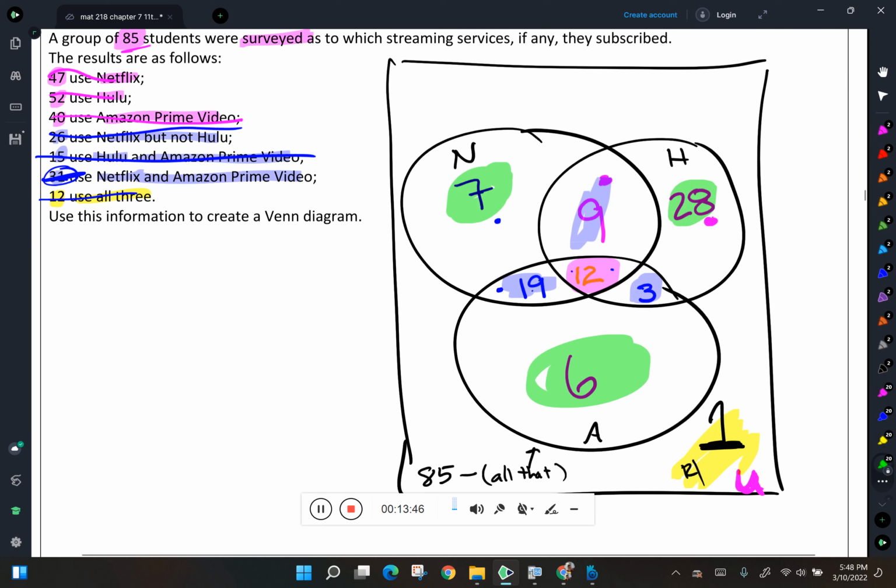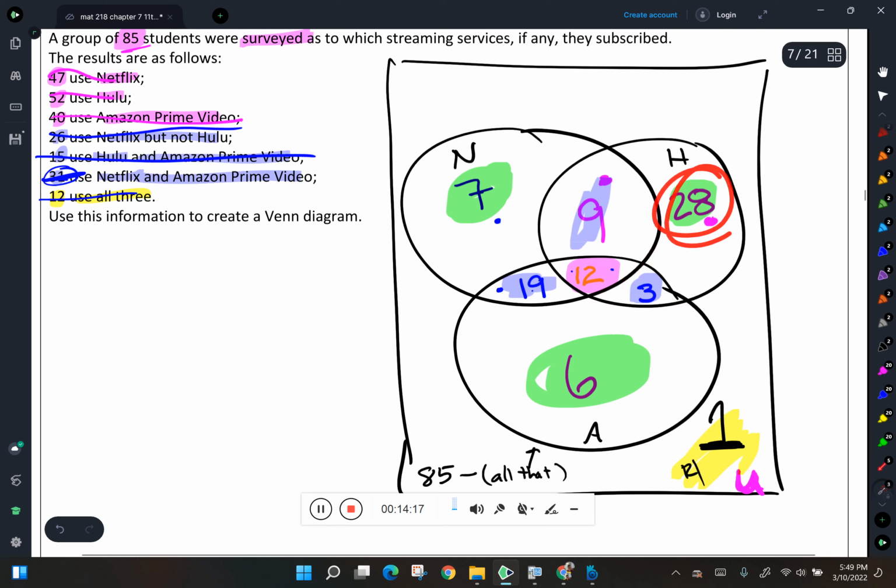The blue regions, all 3 of those blue regions, are where 2 things are true. That 9 up top is where Netflix is true. Let me grab my laser pointer. Where Netflix is true and Hulu is true, but Amazon Prime isn't true. This 19 is where Netflix is true and Amazon Prime is true, but Hulu isn't. Over here we've got Amazon Prime and Hulu, but not Netflix.